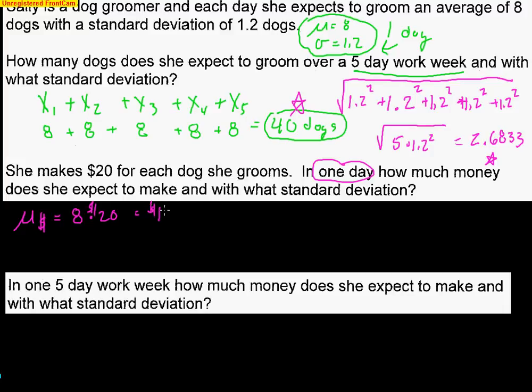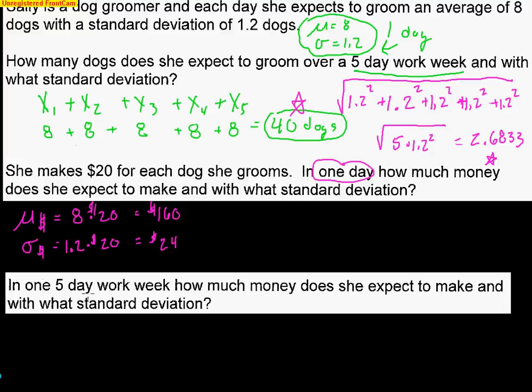That's very, very simple. Multiplication of a constant does affect the measures of center. How about the standard deviation? Well, once again, I expect a standard deviation of 1.2 dogs, and all I'm doing is converting that to money, so I am allowed to multiply. Multiplication does affect standard deviation, so 1.2 times 20 would be $24. So I expect to make $160 a day, but that's going to vary by $24.